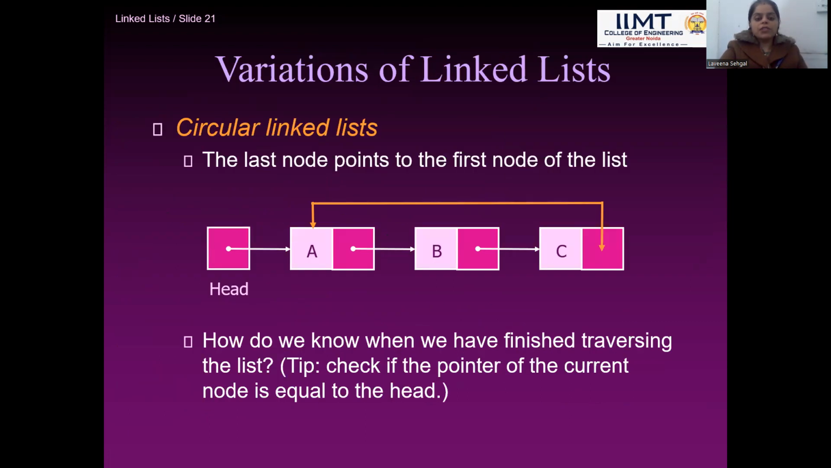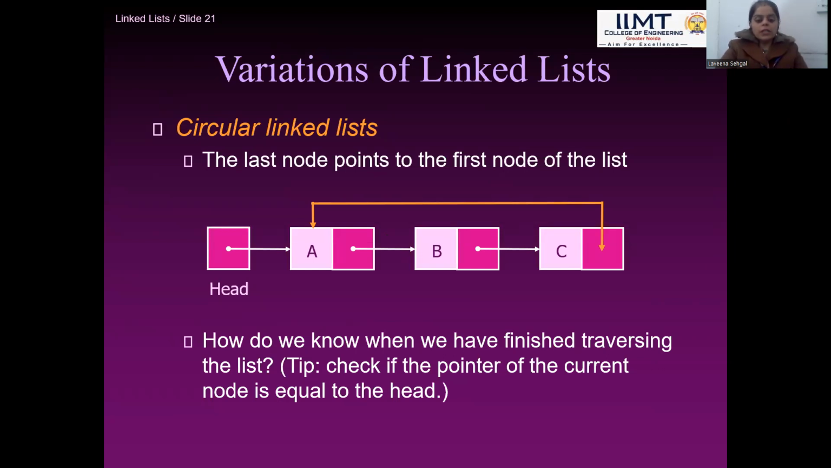There are variations of linked lists. Variations means types of linked list. Circular linked list: when we connect our last node with the first node, we are making a circle, starting with the ending. The last pointer address points to the first value. So it is a circular list. The last node points to the first node of the list.